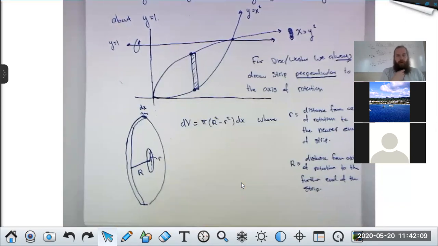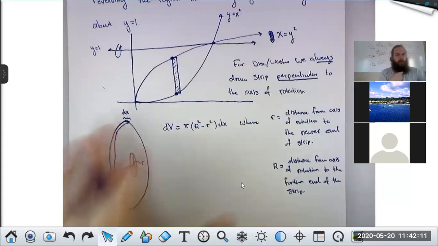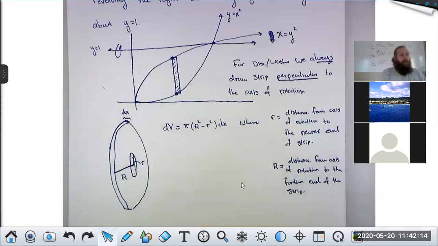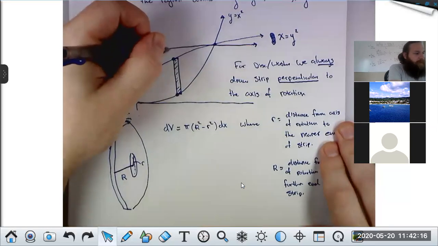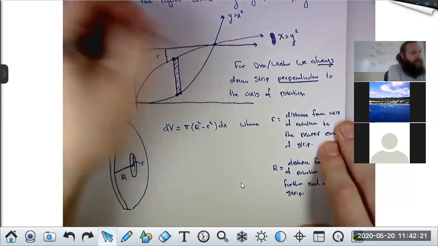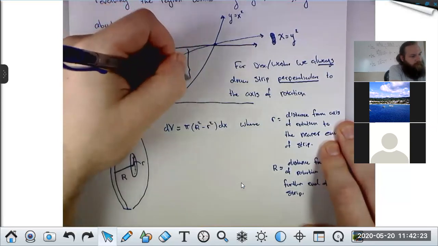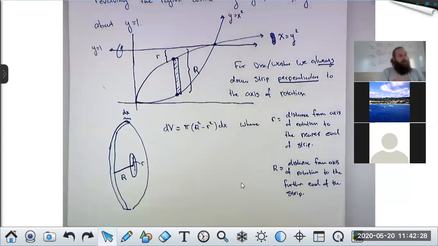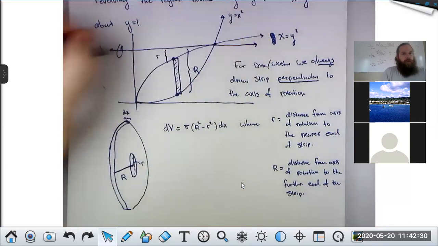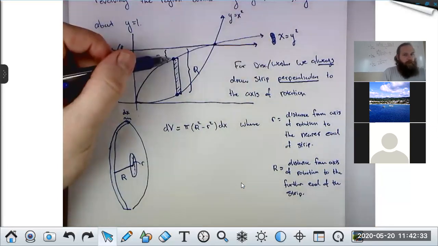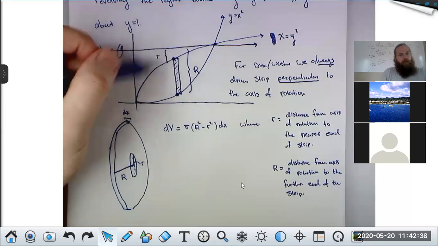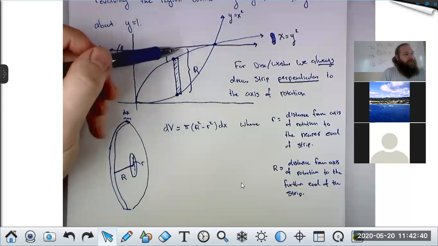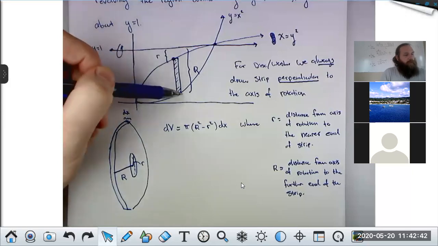All right, so these are the characterizations that we gave last time for capital R and little r. And if you come in here, you'll see that this distance right here is little r, and this distance right here is big R. From the axis of rotation, which is this horizontal line, to the nearer end of the strip, which is here going to be the upper side of the strip because the axis of rotation is above the strip. And then cap R is the distance from the axis of rotation to the further end of the strip.